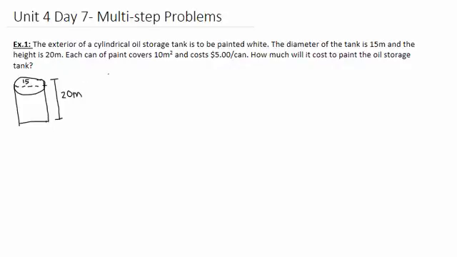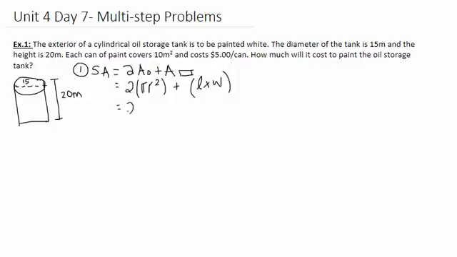So the first thing we need to do is calculate the surface area of the tank, because that is the area that is going to be painted. So the surface area of a cylinder is equal to 2 areas of a circle plus 1 area of a rectangle. And we know that the area of a circle is pi r squared. And we know that the area of the rectangle is length times width. And now we can start plugging things in.